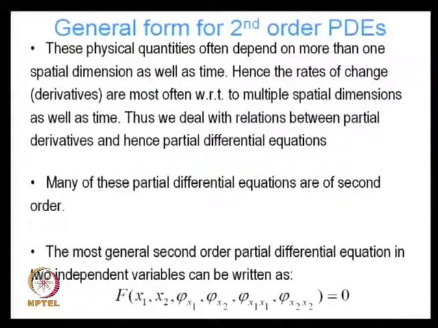These physical quantities often depend on more than one spatial dimension as well as time. Hence, the rates of change, that is the derivatives, are most often with respect to multiple spatial dimensions as well as time. So, these are derivatives of multiple independent variables, and so we come up with relations between partial derivatives and hence with partial differential equations.